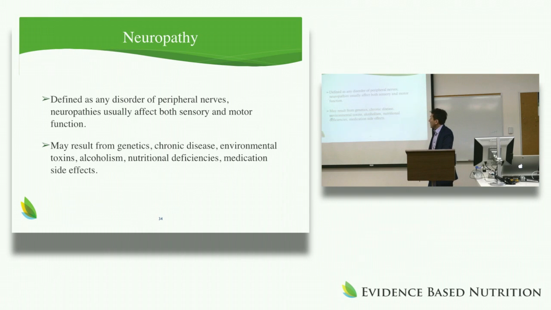So again, many causes. It can result from genetics, for example, Charcot-Marie-Tooth, where you get peroneal nerve involvement and atrophy of the peroneal muscles. Chronic diseases, the two most common chronic diseases affecting neuropathy. Anybody know? Diabetes, hypothyroidism, environmental toxins, for example, molds from water-damaged buildings.